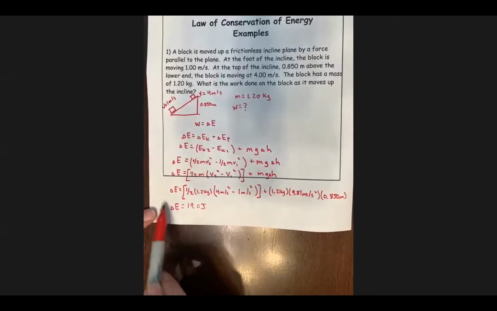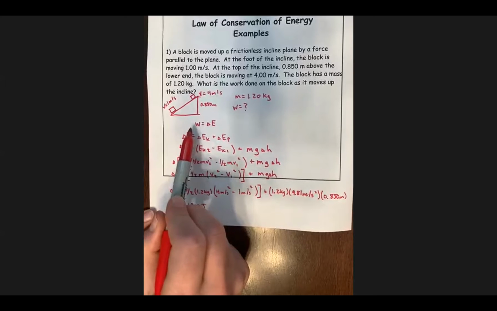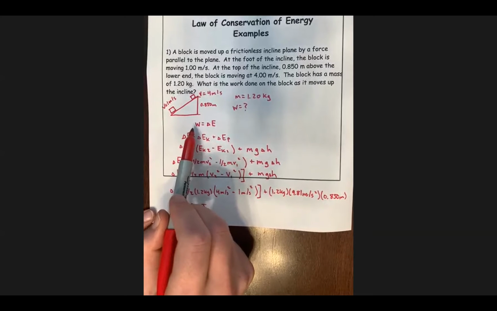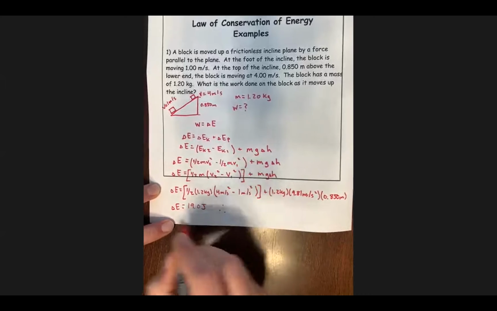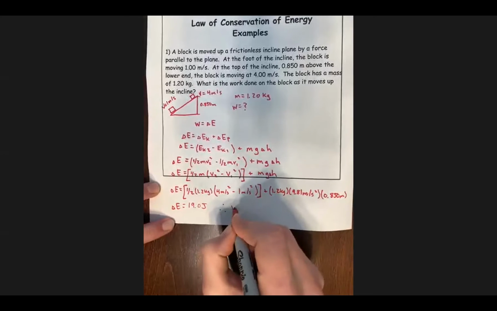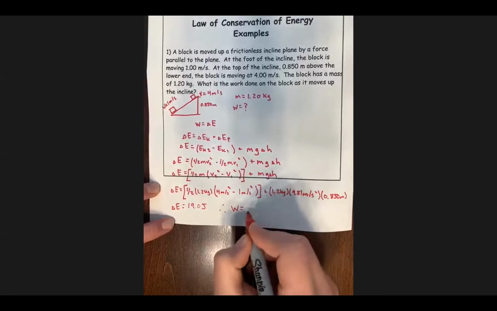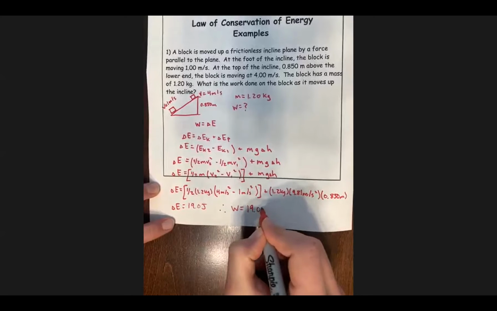If we jump back to the top here, we know that work done is equal to the change in energy. Change in energy is 19 joules, so therefore the work is equal to 19.0 joules.